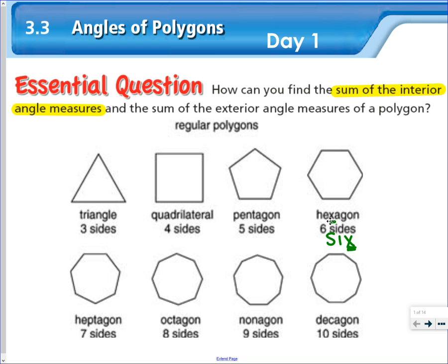12-sided polygons are called dodecagon. So 2 and 10, dodecagon. And 15, that's the other one that I want you to know, is a pentadecagon. Penta is 5, deca is 10, 5 and 10 is 15.